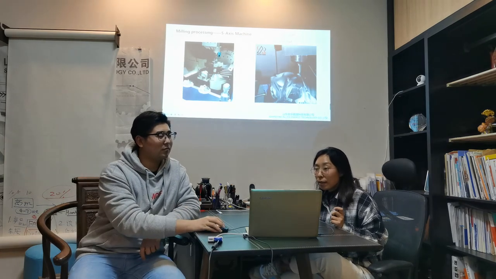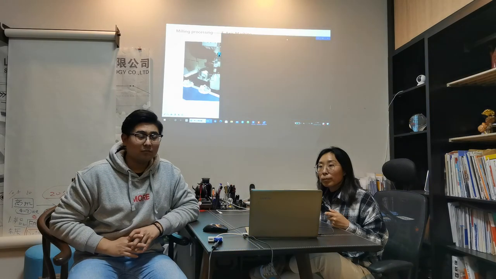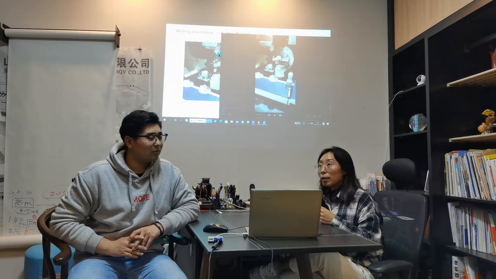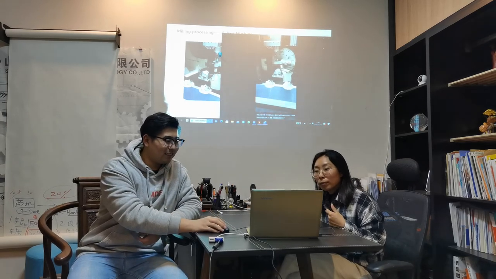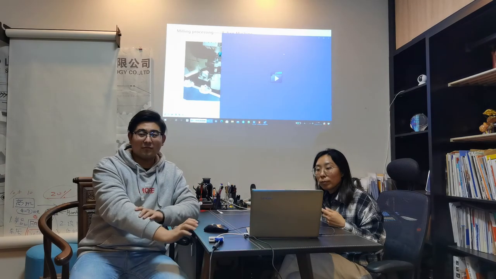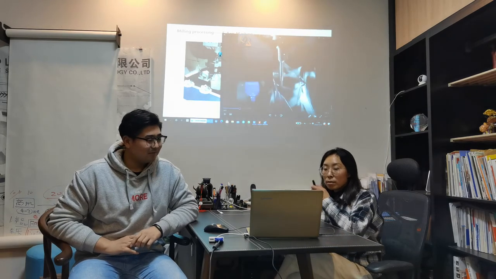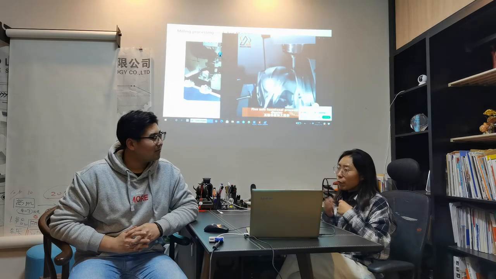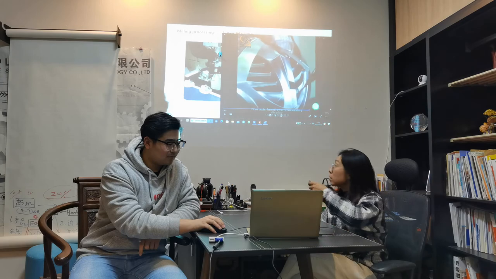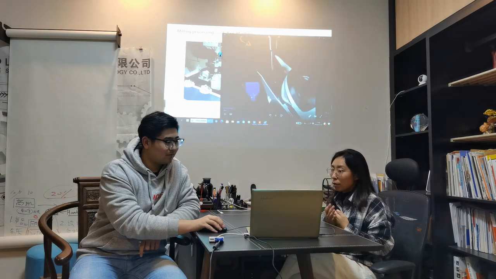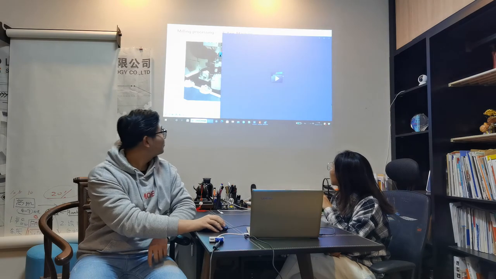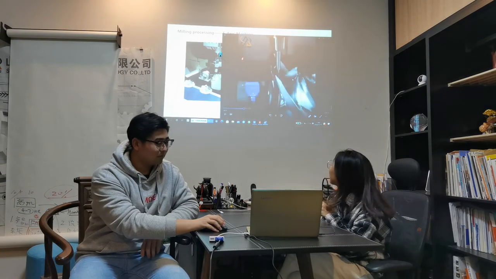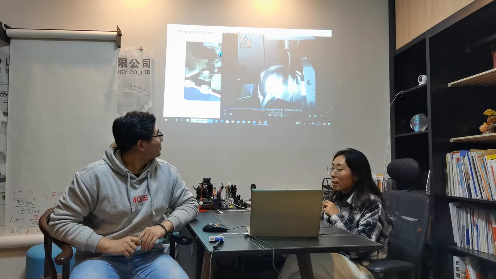Okay, next is the 5-axis CNC vertical machine. I think our customer is very familiar with this machine. Yes, but the processing is different. We can see the 5-axis CNC machine can process different sides of the workpiece, and the workpiece has very high accuracy. We can see different sides and different parts of the workpiece. Yeah, let's see again. The processing is very perfect, I think.